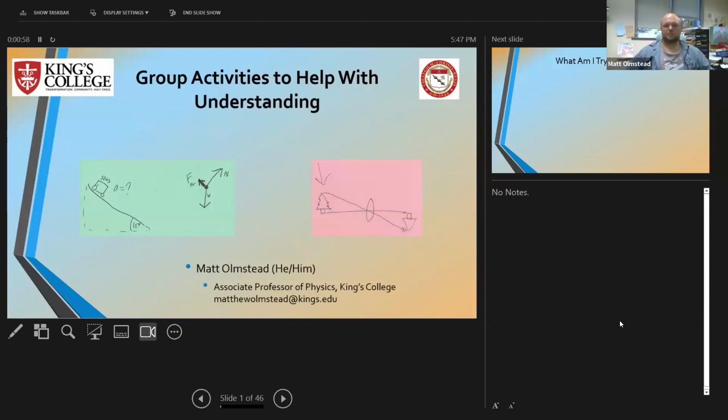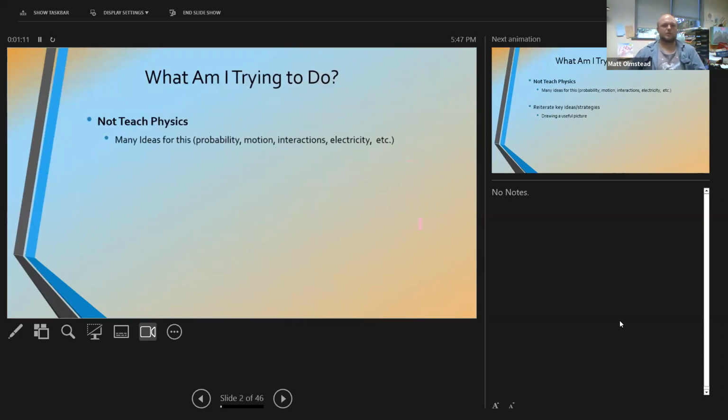So I'm a physics professor, and I've been introducing the ideas of games in my classes at all different levels at the college level. I'm at a small liberal arts college in Northeast Pennsylvania. I just want to be clear, though, that I'm not trying to teach physics through these games, right? There are a lot of games that do this, right?